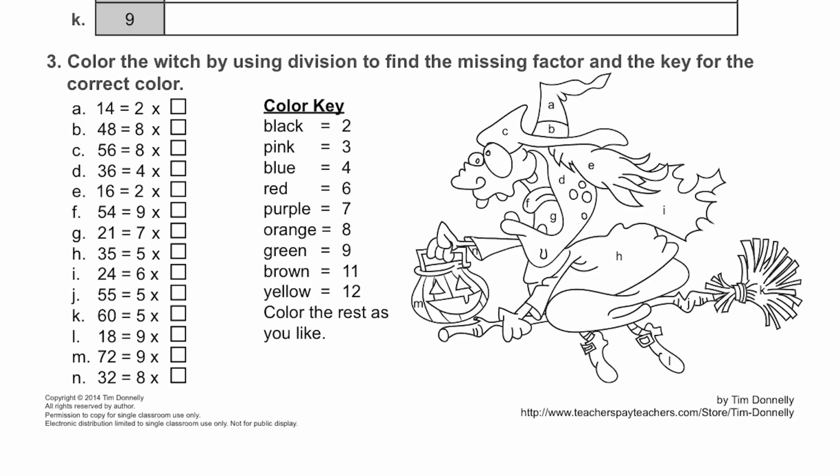Number 3. The instructions say, colour the which by using division to find the missing factors and the key for the correct colour. So the first one says 14 equals 2 times what? So we know that 2 sevens are 14. 7 is purple, and that is A. So we get our purple pencil and colour in A.